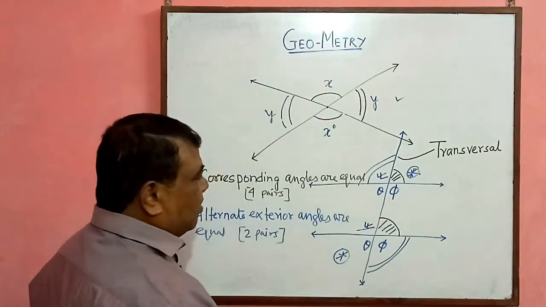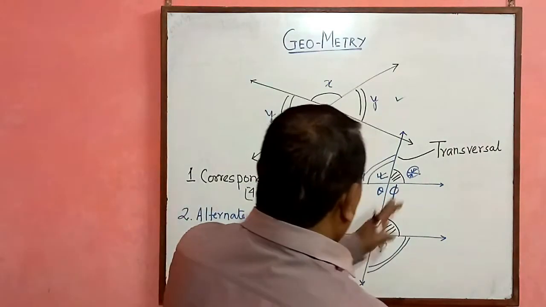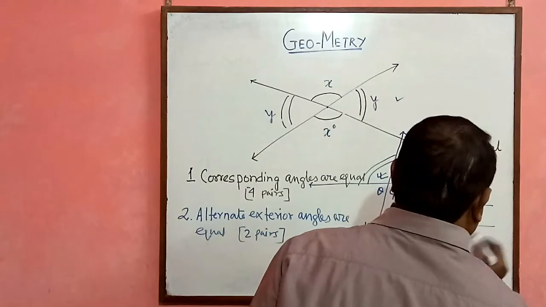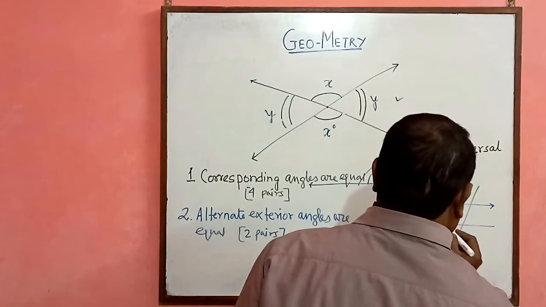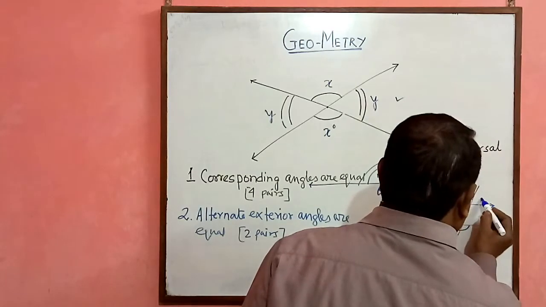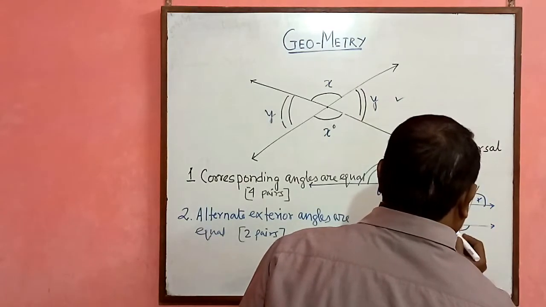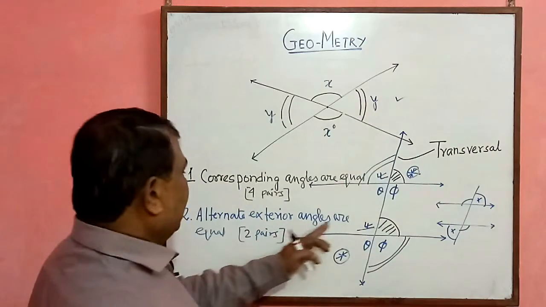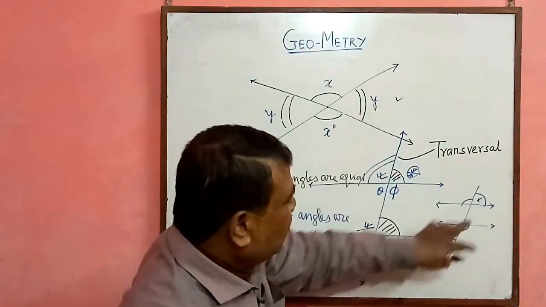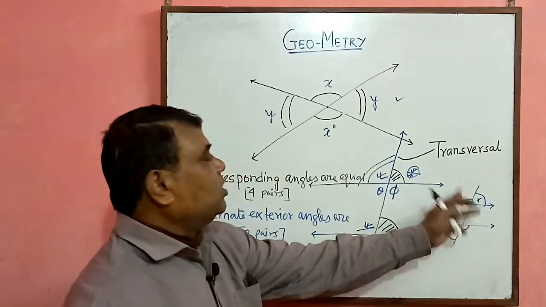Let me draw it properly. Wait, I am drawing this one. Let's try to understand this one. This angle is equal to this angle. These two are alternate exterior angles, and both are equal. This is equal to this, and this is equal to this.